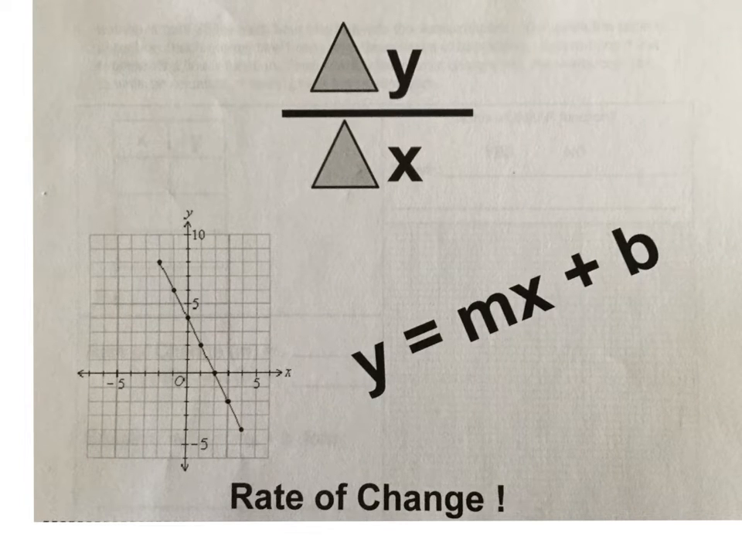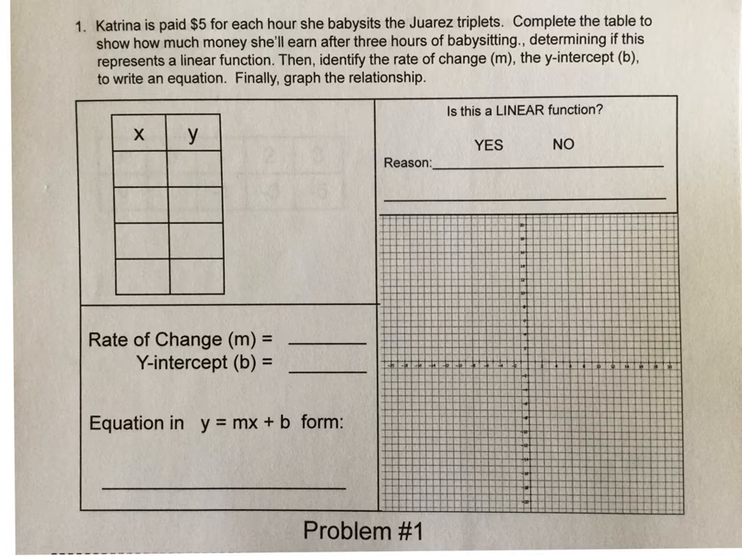Okay, foldable day one. So Katrina is going to get paid $5 an hour if she babysits. You're going to complete this table and you're going to find out how much she makes after 3 hours. Determine if it's linear or not, and we'll go over the definition of that.